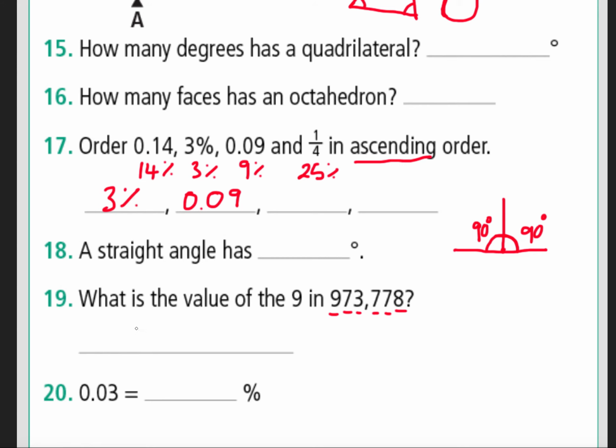And the last one, 0.03 is equal to how many percent? Now when you see a decimal, what you can do is take the 0 and the point, and whatever 2 digits come after that, that is your percentage. So this is going to be 0.3%, and we don't need to bother putting in the 0, so it's just 3%.